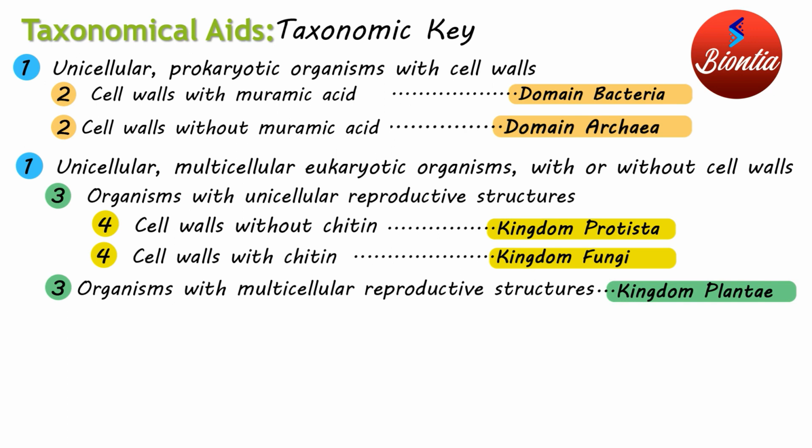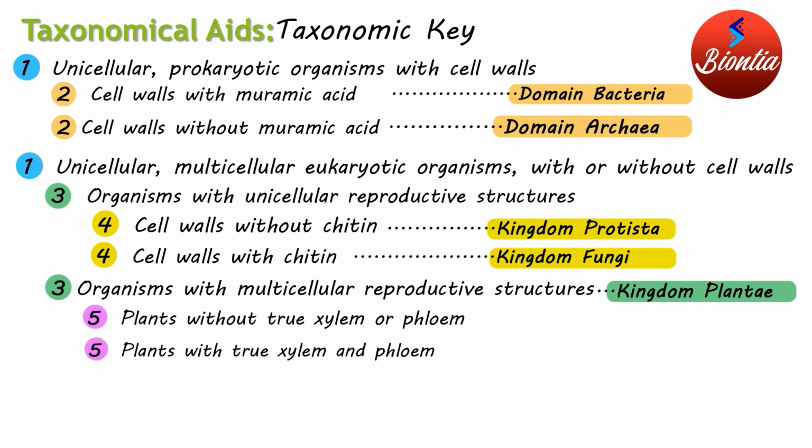Right now I am considering Plantae. So the organism with multicellular reproductive structure is kingdom Plantae. If the characteristics of the specimen belong to this category, then he will have another couplet: plants without true xylem or phloem, or plants with true xylem and phloem. Suppose the first statement is applicable for this specimen, then the plant without true xylem or phloem obviously belongs to phylum Bryophyta.